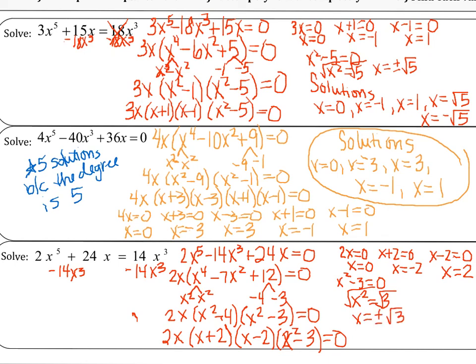So my final solutions are x equals 0, x equals negative 2, x equals positive 2, x equals the square root of 3, and x equals the negative square root of 3. And those are my 5 solutions. This is a 5th degree polynomial, so that's exactly what I would expect to have, our 5 solutions.